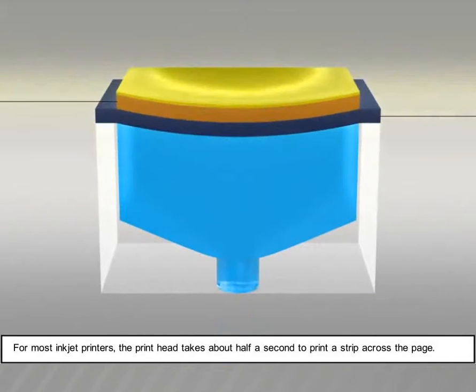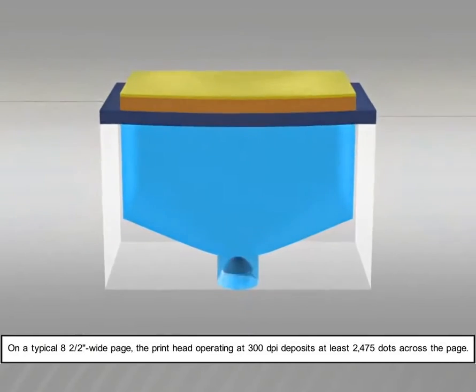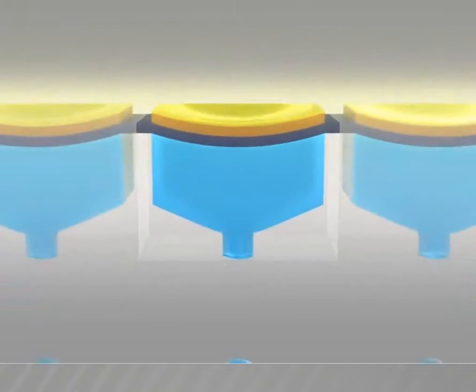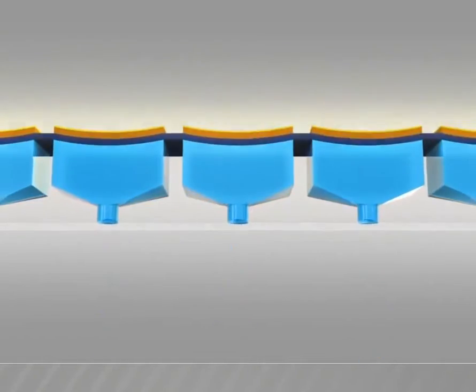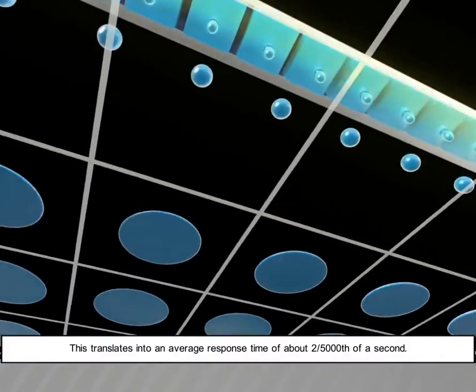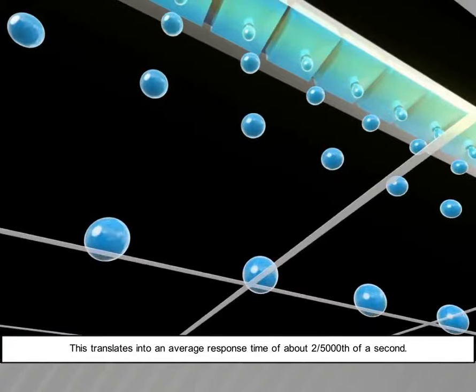For most inkjet printers, the print head takes about half a second to print a strip across the page. On a typical 8.5 inch wide page, the print head operating at 300 dpi deposits at least 2,475 dots across the page. This translates into an average response time of about 2 by 5,000th of a second.